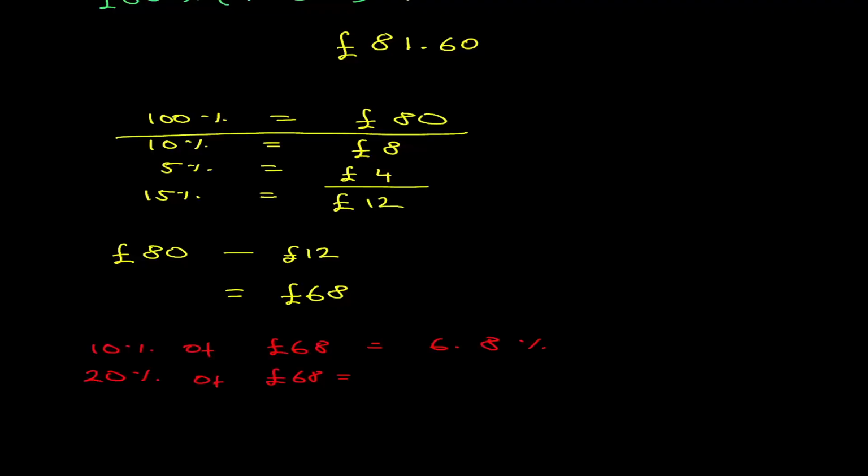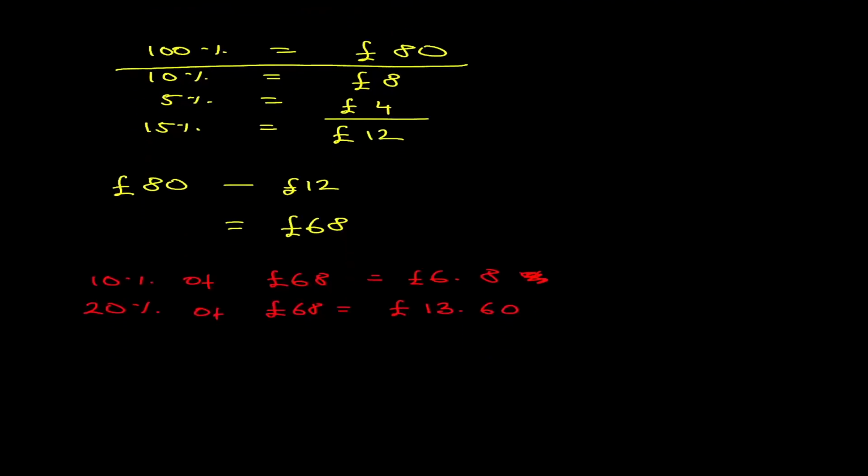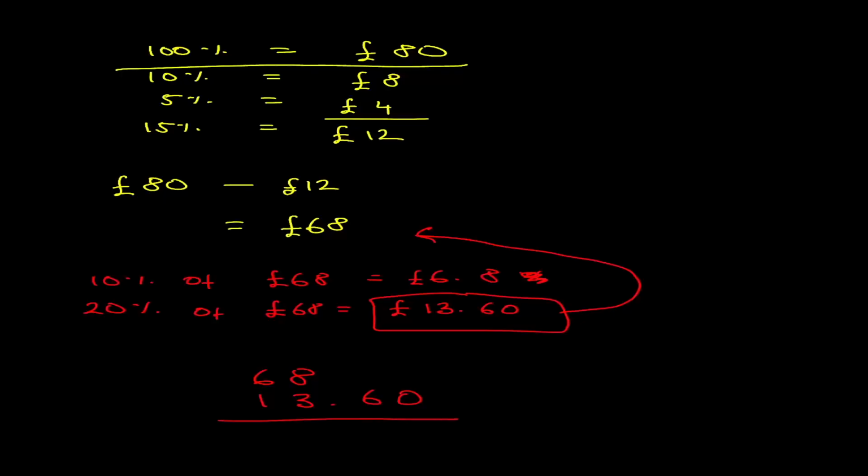Okay, so double of 6 is 12 and double of 8 is 16. And if you add those two together, what would you get? So you're doubling the 6 and you're doubling the 0.8. So the 0.8 is 1.6 and the 6 is 12. So it's 12 plus that 1.6, which would give me £13.60. So then we just need to add that onto that. So we've got 68 plus 13.60.